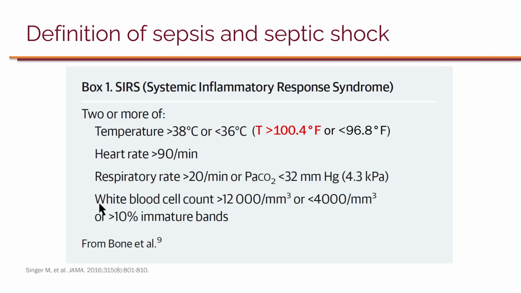And along with it, because I said there are 4, this last one is part of the fourth one. If you have more than 10% immature bands, so essentially, if your body is trying to make too many white blood cells very quickly because of the turnover, you will have an unusually high level of immature bands because your body is making too many white blood cells. So that's another thing that, if positive, meets one of the 4 criteria.